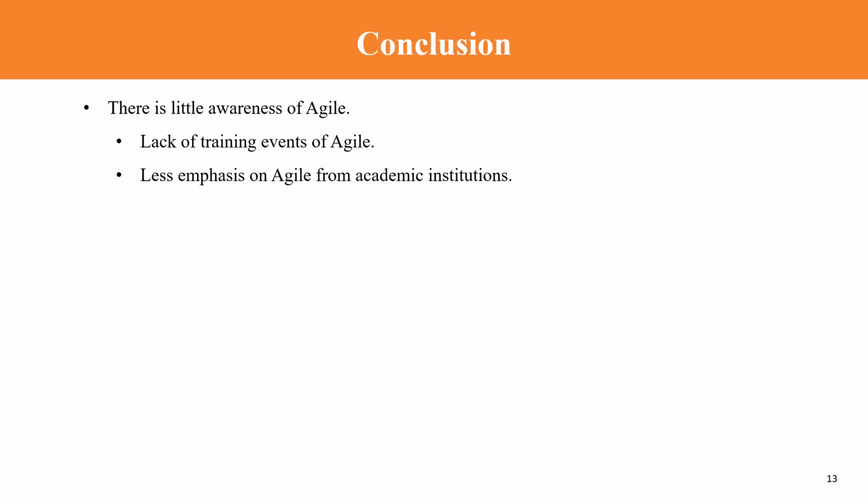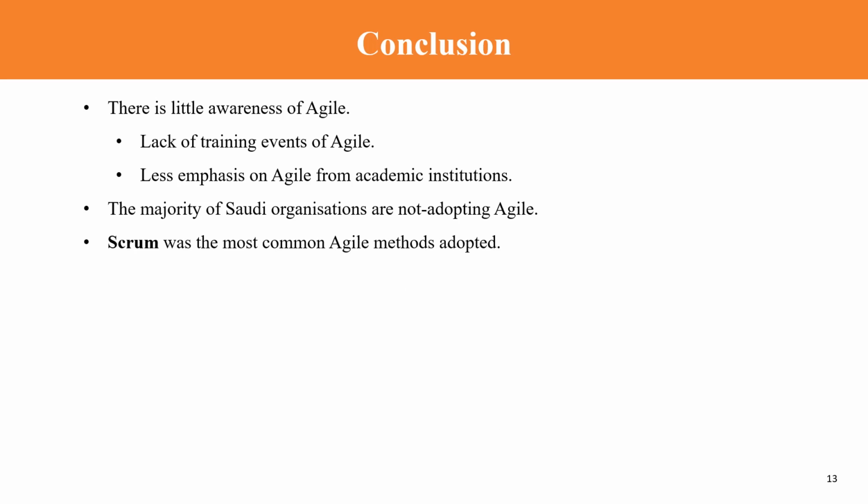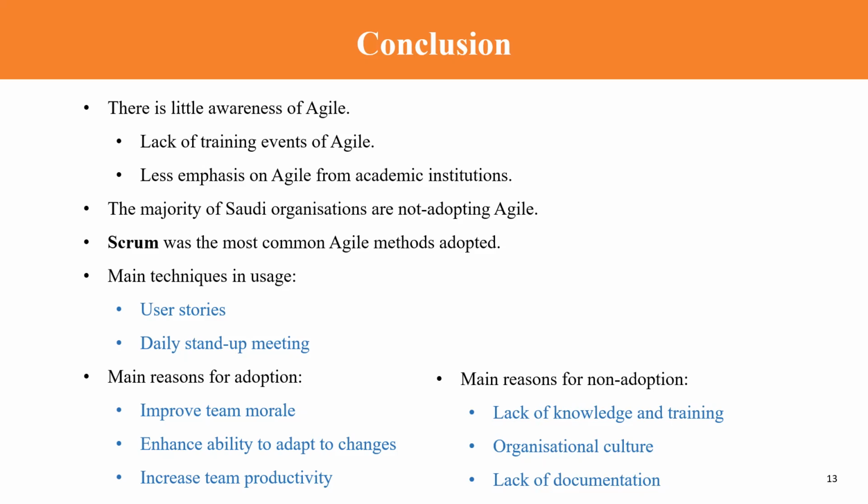Therefore, awareness and knowledge have been considered as one of the barriers to the adoption of Agile in Saudi Arabia. The implication of that is that the majority of Saudi organizations are not adopting Agile. Also, Scrum was the most common Agile method adopted by organizations that adopt Agile. And here are the main used Agile techniques and the main reasons for adopting and not adopting Agile.